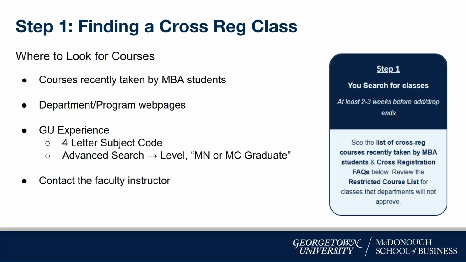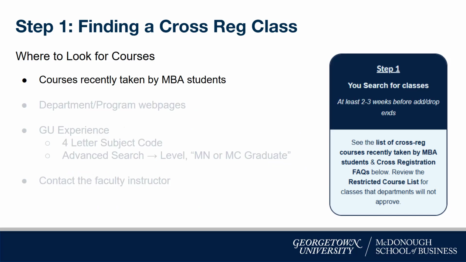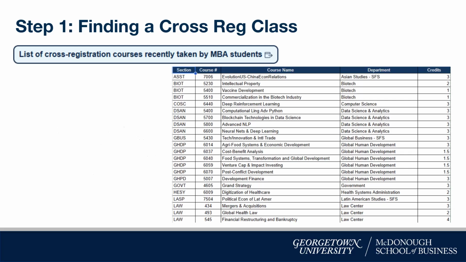There are a few different ways that you can identify potential courses to cross-register for. On the Canvas cross-registration page, we provide a list of non-MBA courses that MBA students have successfully taken over the last few years. This list can give you an idea of the types of classes that have been approved previously. It can help spark your own interest in a specific class, as well as provide information about other programs and the types of classes they offer. Please note, even if a course has been approved previously, that does not guarantee future approval, and all requests will still be considered on a case-by-case basis.